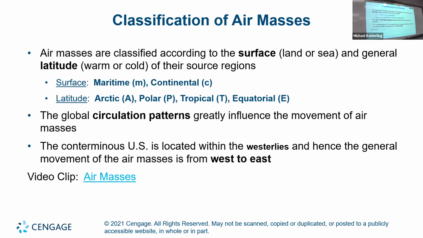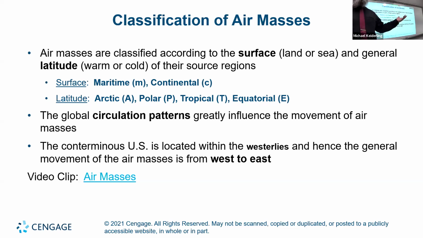So we classify air masses based on their source region. It's fairly straightforward. There's one classification for whether it is over land or sea, which covers whether it's going to be humid or dry, and another classification that covers from what latitude it comes from. That represents temperature. So the surface air masses are either maritime, expressed with a lowercase m, or continental, expressed with a lowercase c.